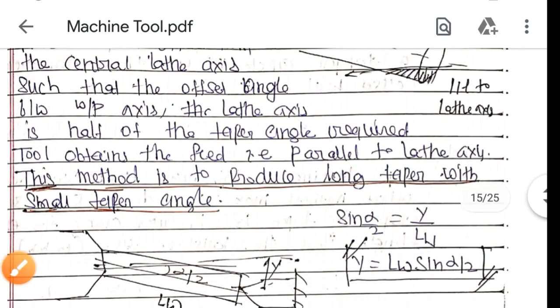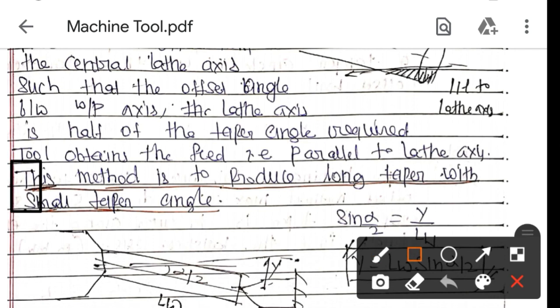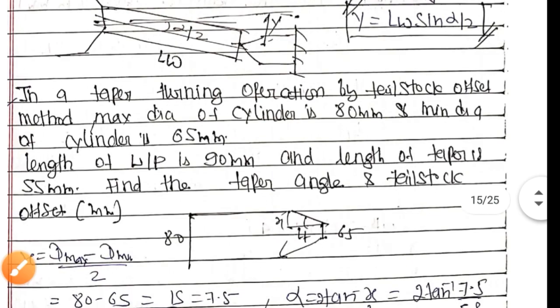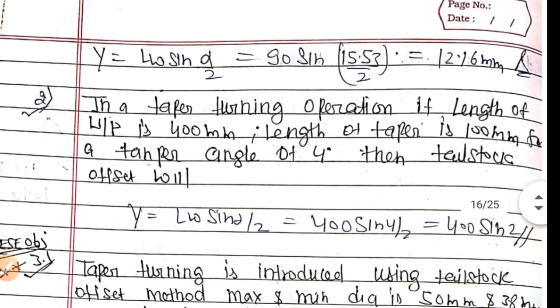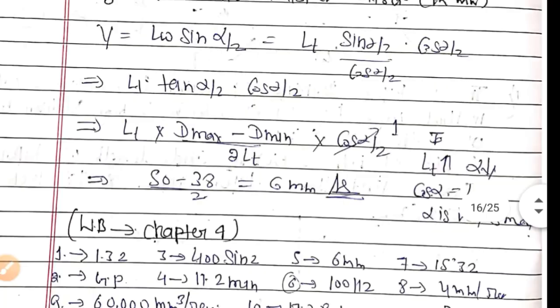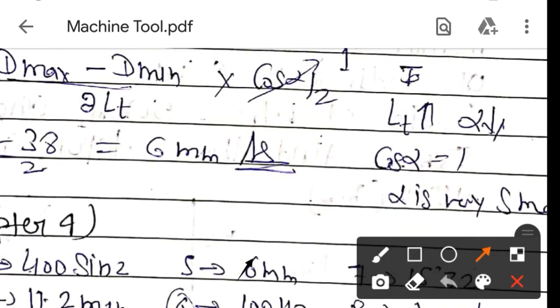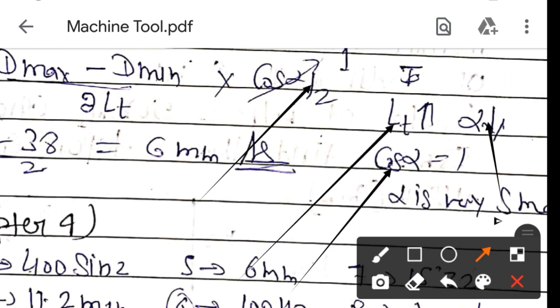And cos alpha by 2, if you remember starting of this topic, tailstock offset method, I told you to highlight this part, this one. This method is to produce the long taper with small taper angle. Okay, long taper. For the long taper, when the length is more and very small taper angle, the cos alpha approaches to 1. As we all know from the mathematics, alpha is very, very small. So for this we can assume this cos alpha by 2 is approaching to 1.